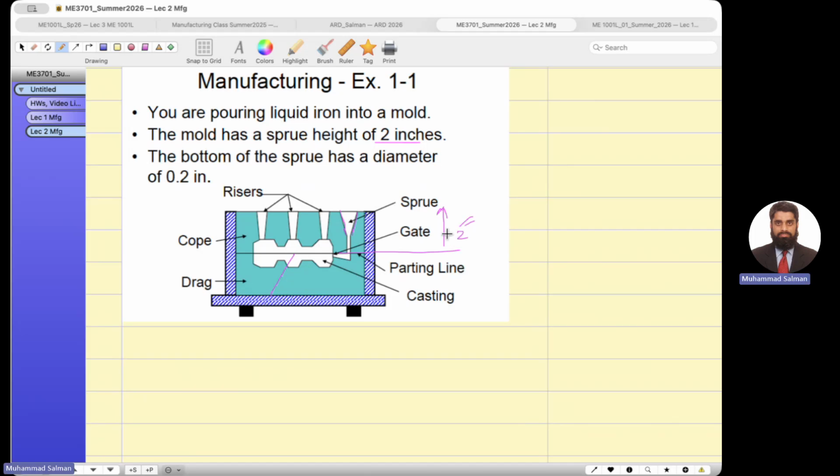The height is 2 inches. If I consider this as point 0 and this as point 1, you will mark it, h1 is equal to 2 inches, and this is known as the datum line. The height above the datum line is 2 inches. Agreed. And now the bottom of the sprue has a diameter, d1, equal to 0.2 inches.